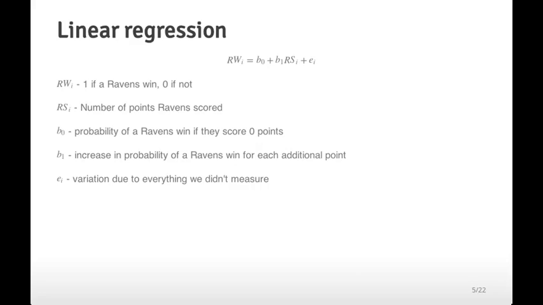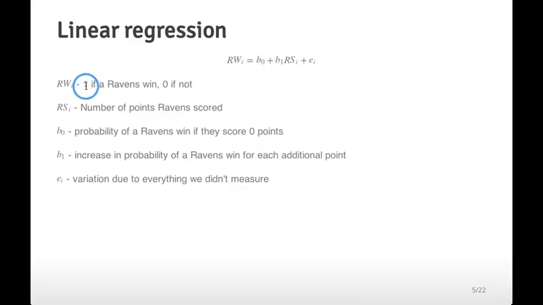You could imagine fitting a linear regression model where you want to say something about whether the Ravens won or not. That's a 0 or 1 variable. Either they won or they didn't. And you can relate that to the same linear model that we had used previously. You could have B0 plus B1 times the score, the number of points that the Ravens scored in a game. So you'd imagine as they score more points, they're more likely to win.